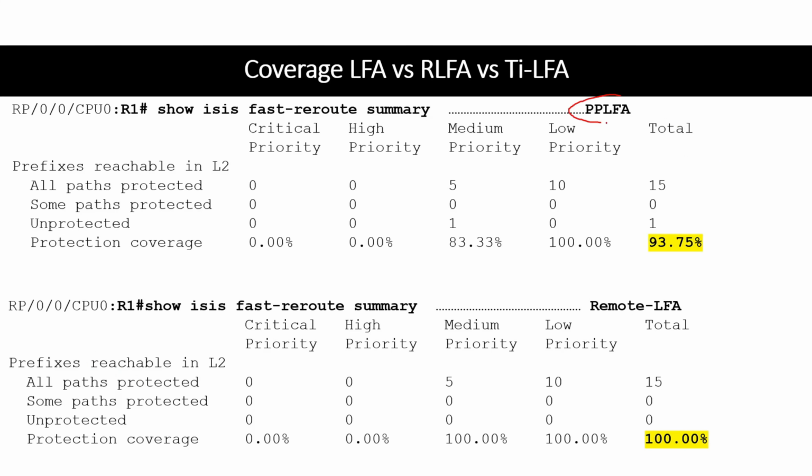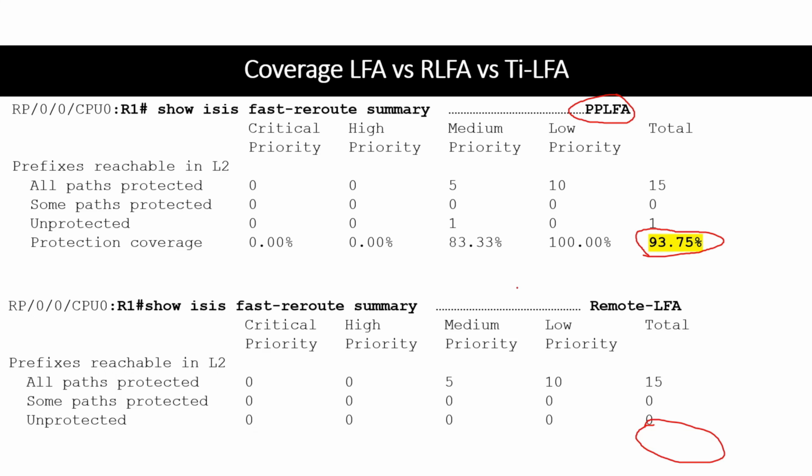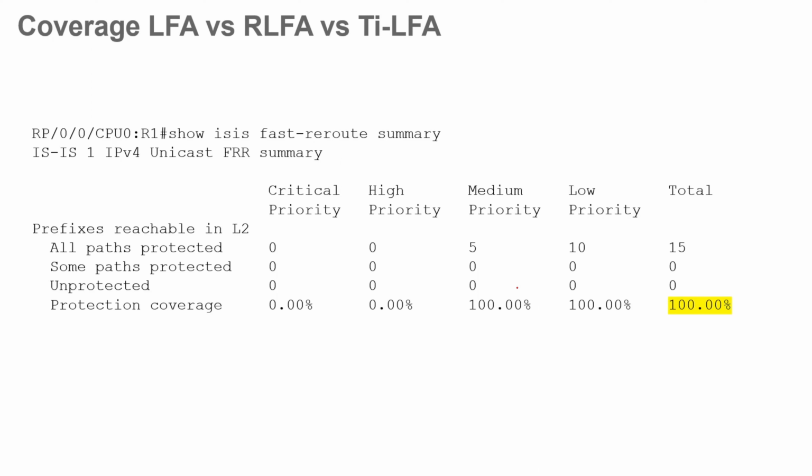This first is for the loop free alternate, per prefix loop free alternate. Here we are getting 93.75%. If we go further and implement the Remote-LFA, we get 100% here. And this is the case for the Ti-LFA. In the case of Ti-LFA, we always get 100%.